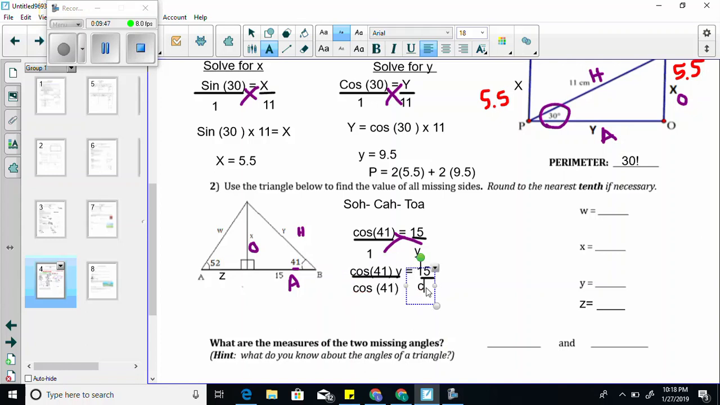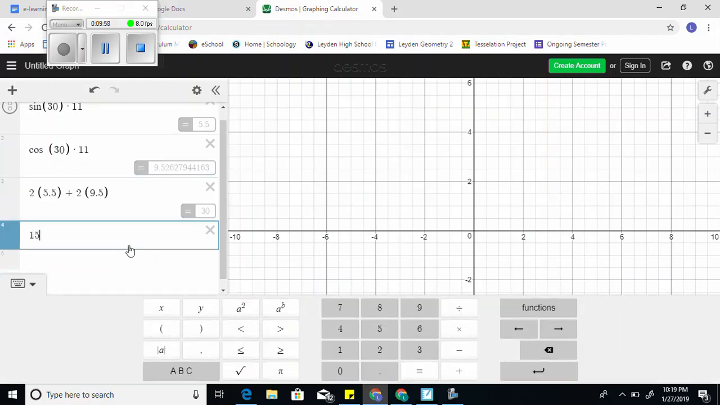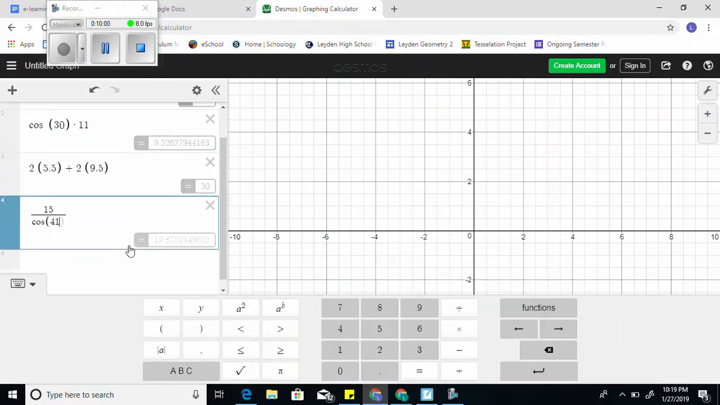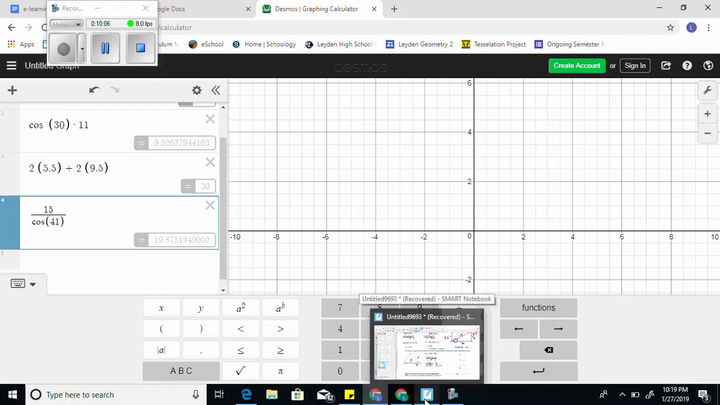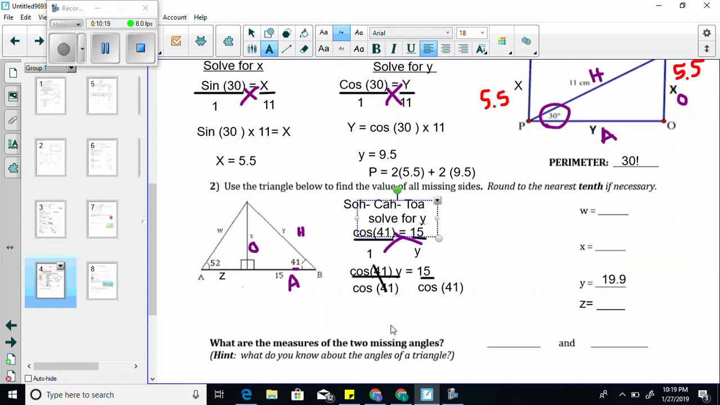So instead of multiplying in decimals, I'm going to be dividing. So I'm going to come here and I'm going to do 15 divided by cosine of 41. And I get 19.8. But I'm going to round that up to 19.9 because I'm going by tenths. Okay, so y equals 19.9. Bam. Okay, this is solving for y. Okay, so now I know that this is 19.9. I'm starting to figure out the puzzle.